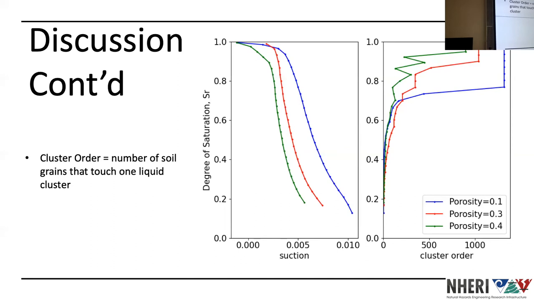The literature tells us that the capillary state should be reached once the expulsion value has been reached, and that's the point at which small increases in saturation lead to large increases in suction. So that's where the curve begins to go up. What we find at lower porosities, around 0.3, is that the capillary state is reached way before that happens, and then at porosities around 0.4, it happens after that state, after that value has been reached.